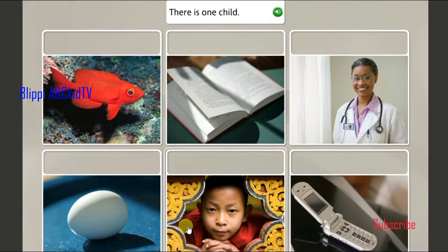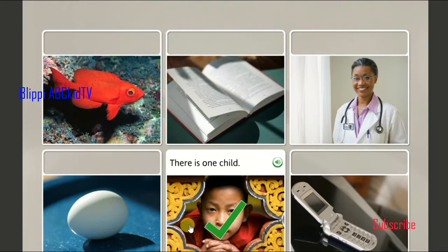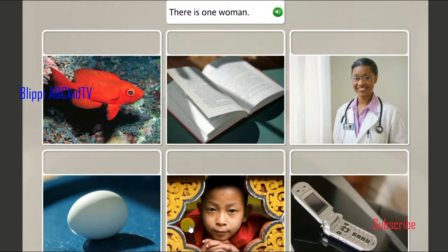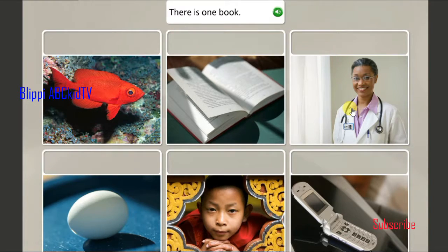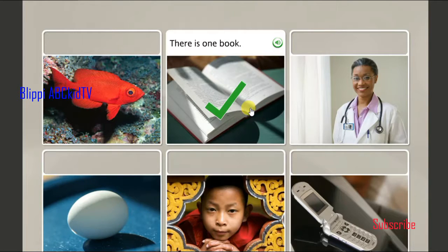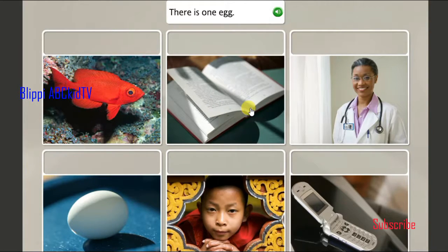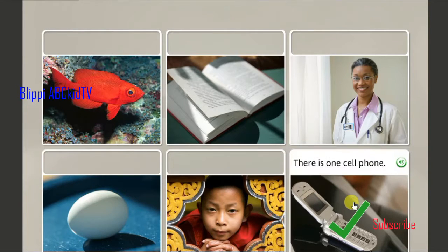There is 1 child. There is 1 woman. There is 1 book. There is 1 egg. There is 1 fish. There is 1 cell phone.